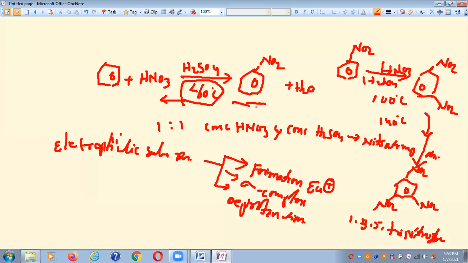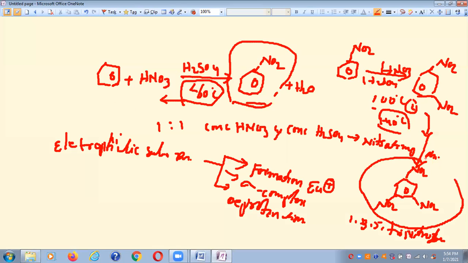At that time only we can get what? Nitrobenzene. If we are maintaining the temperature around 100 degrees centigrade, then what we get? We get the second one, that is dinitrobenzene. Or else, if we are maintaining the temperature more than 140 degrees centigrade, then we can get what? Trinitrobenzene. Okay, so this thing will happen.